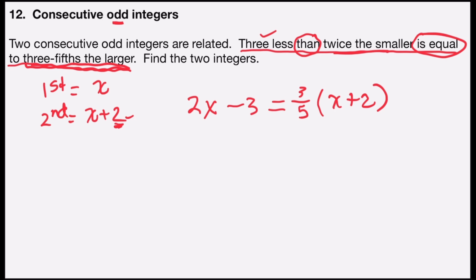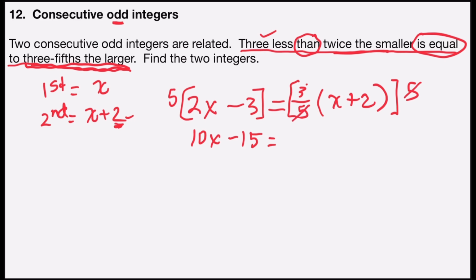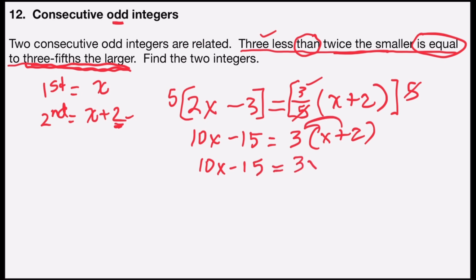So now I'll solve the equation. Since I have a fraction, the first thing I'm going to do is multiply both sides by the least common denominator, which in this case is 5. So 5 times 2x is 10x. 5 times negative 3 is negative 15. 5 divides into 5 once. 1 times 3 is 3 times x plus 2. Now I'll simplify the right side expression using the distributive property. 3 times x is 3x, and 3 times 2 is 6.